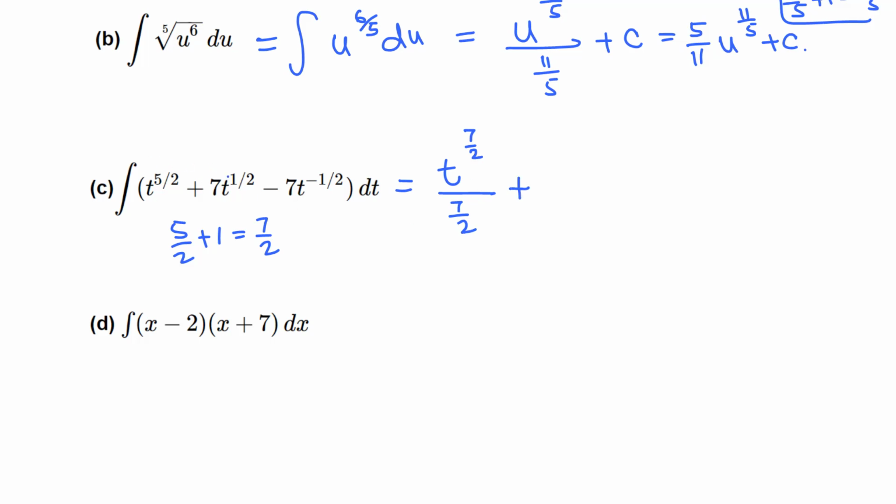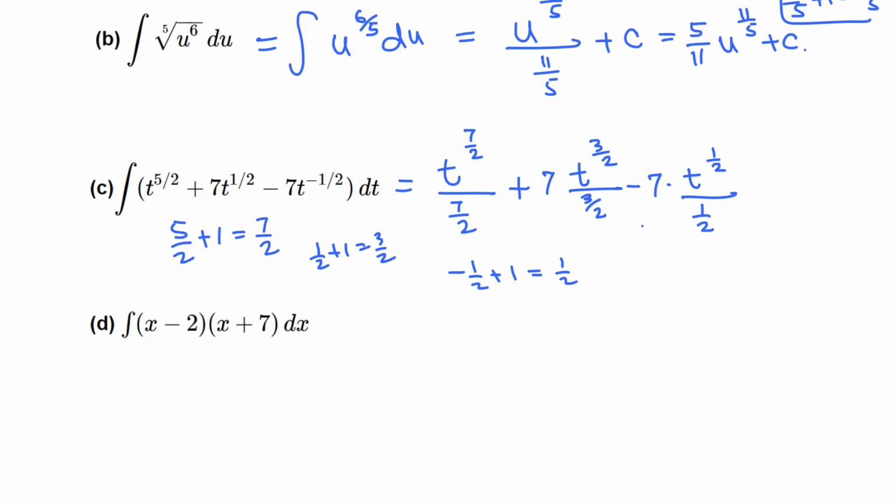Plus, there is 7 times something, so 7 is just 7. t raised to n, so the antiderivative is t raised to n plus 1. 1/2 plus 1: 1 means 2/2, so 3/2. t raised to 3/2 divided by 3/2, minus 7 times t raised to negative 1/2, again the same rule, negative 1/2 plus 1. 1 is 2/2, so just 1/2. t raised to 1/2 divided by 1/2.